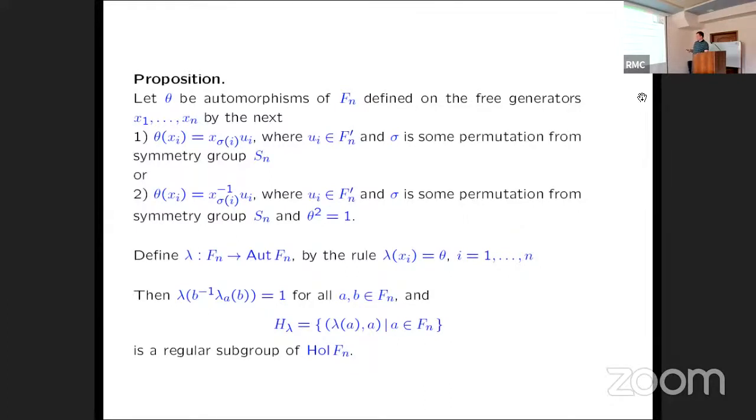The next proposition is true. This proposition gives some examples. Let theta be some automorphism of Fn defined on free generators as follows: theta is a composition of a permutation of generators and multiplication of some elements of the commutator, or theta is a composition of a permutation of generators, inversion and multiplication of some elements of the commutator, and with this condition theta squared is equal to 1. Define lambda by the following formula: all generators go to one automorphism. Then it is not difficult to see that we have this equality, and it means that we have a regular subgroup of the Holomorph. And it means that we have a structure of a left skew brace.